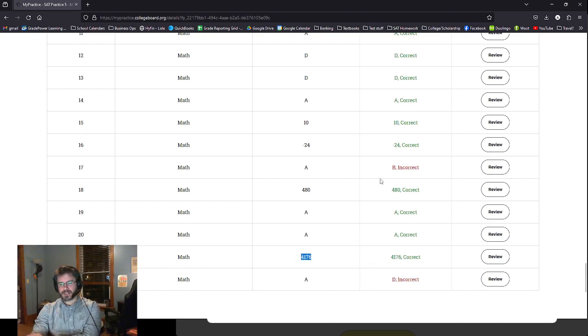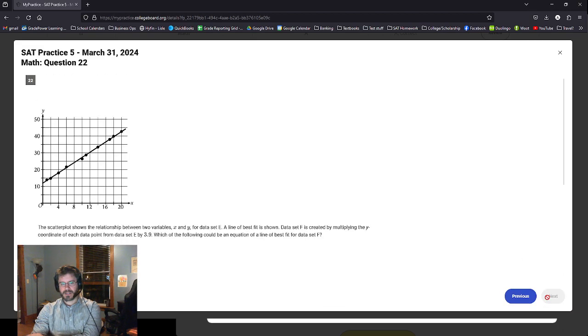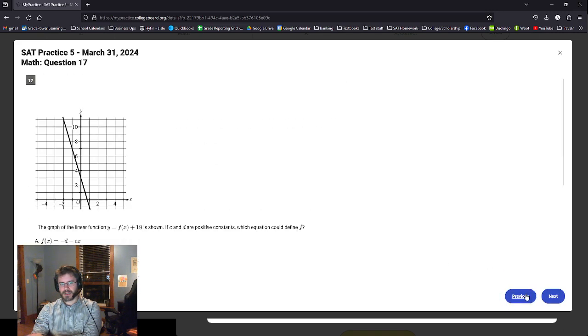We did get the flux one right. Let's go ahead and take a look at this one. Ended up missing 2 of the linear function questions. Let's dig into that and see why. All right, so we'll hide the correct answer and explanation.